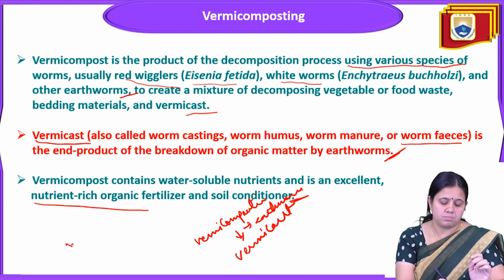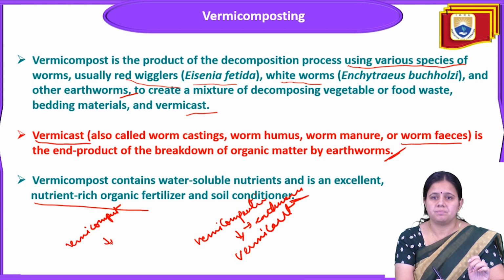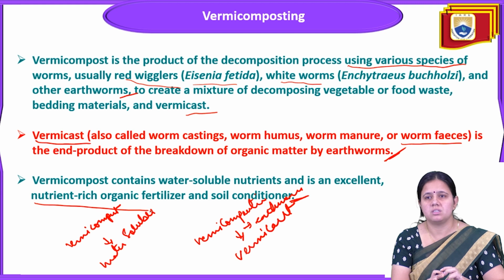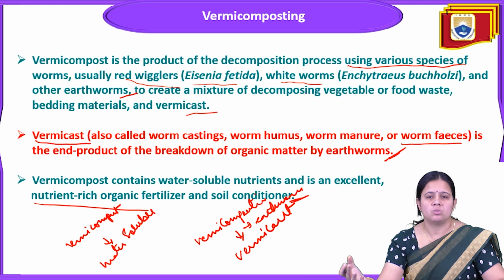First thing is that it will contain some water-soluble nutrients, and it is an excellent nutrient-rich organic fertilizer and soil conditioner. So this vermicomposting is a very good method to utilize all the organic waste and turn it into vermicompost.